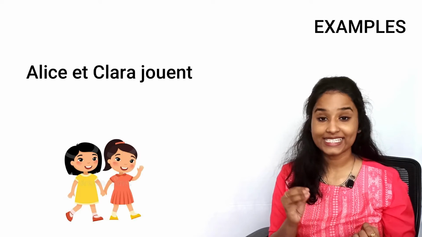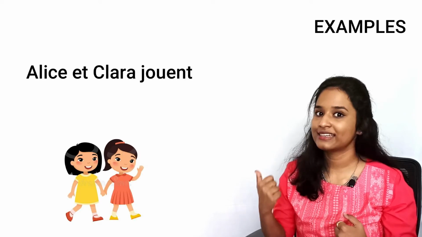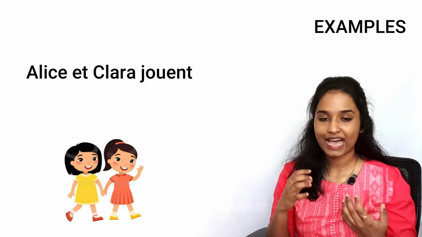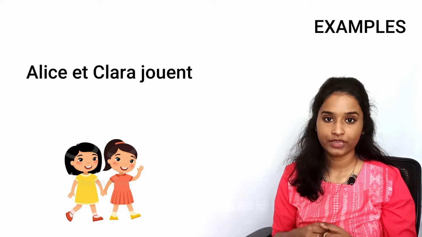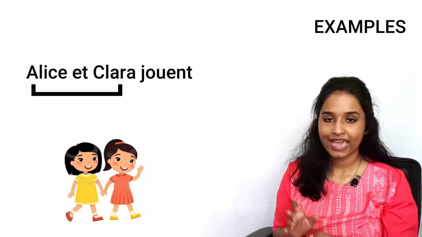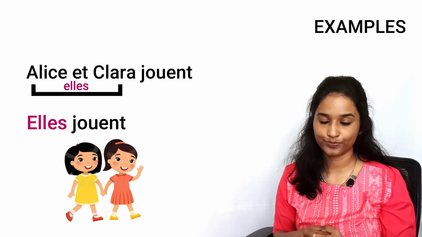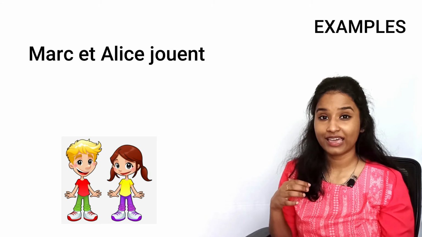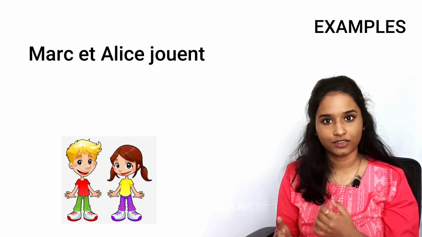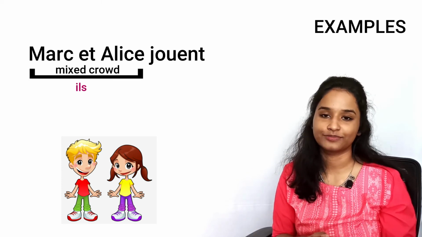Next one, Alice et Clara jouent. Alice is a girl and Clara is a girl. Now both of them are playing. Alice et Clara jouent. I can replace Alice et Clara with they, right? And in this case, both of them are girls, so I will say elles jouent. What about if it's Marc and Alice jouent? Marc is a boy. Alice is a girl. So if it's a mixed crowd, you will still use ils.